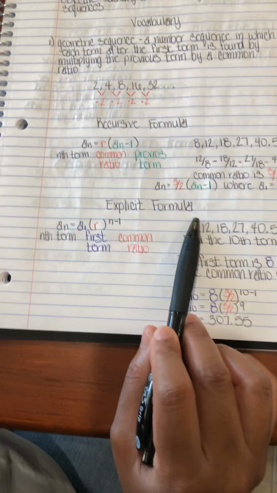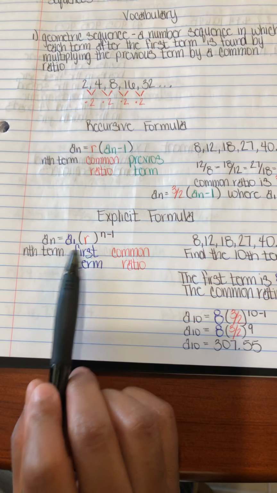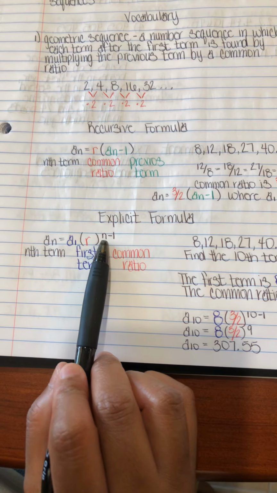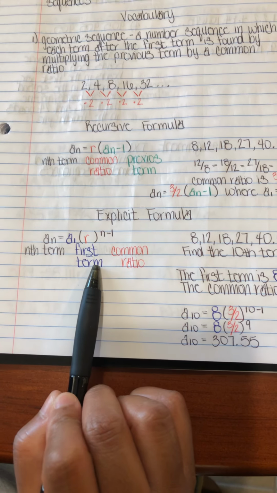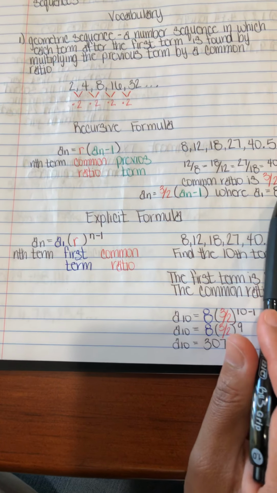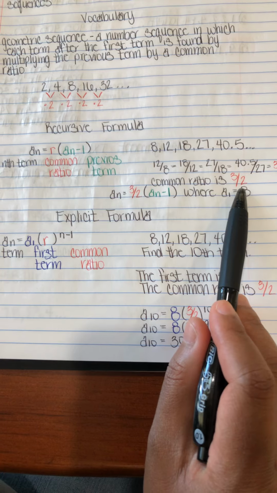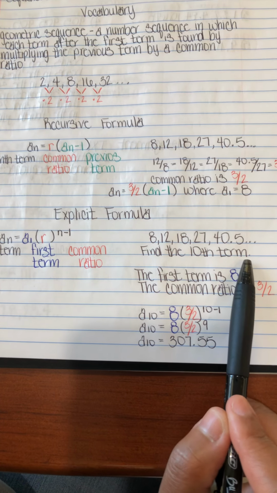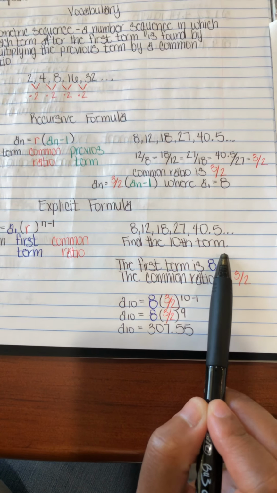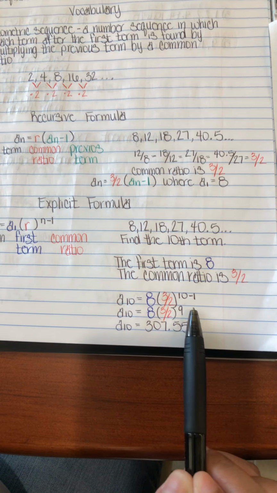Now, the second formula that we have is your explicit formula. Explicit formula just means that we're going to change it just a little bit. We're going to use the first term, our common ratio, and then n minus 1. I already know that my first term is going to be 8, because we found that out in the first one. I know my common ratio is 3/2, because again, we found that when we looked at these numbers. Now, if they ask me to find the 10th term, literally all we're going to do is use those two things that we already found out in order to put it into my formula.